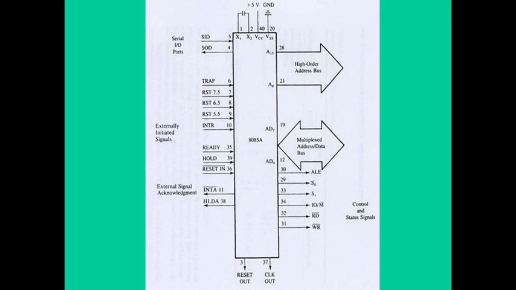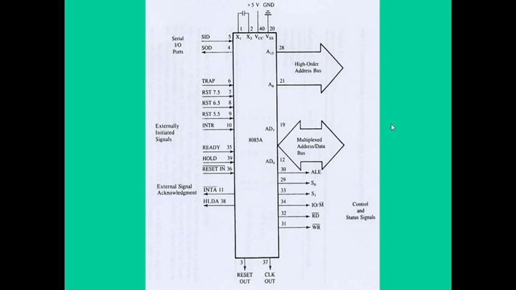To understand the function of these pins, let us classify these pins into 6 groups. First, that is address bus. Second one, that is data bus. Third classification is control and status signals. Fourth classification is power supply and frequency generator signals. Fifth classification is externally initiated signals and sixth one is serial input output ports.